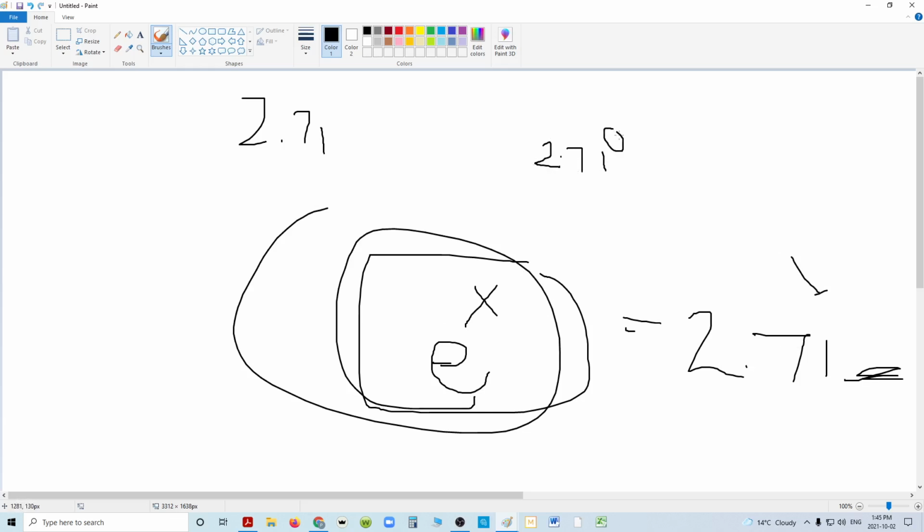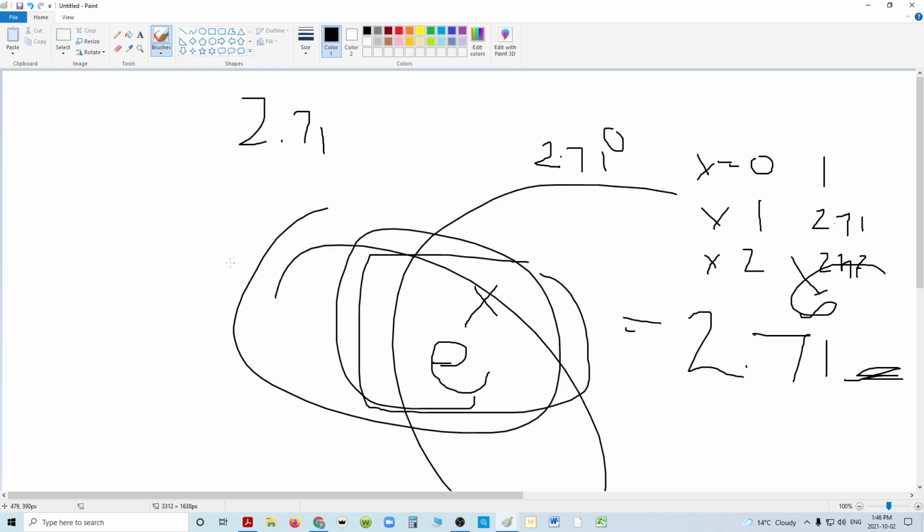2.71 to the 0 when x is 0 will be 1. When x is 1, it will be 2.71 as the y value. When x is 2, it'll be 2.71 squared, etc., etc. It's just a growth curve.